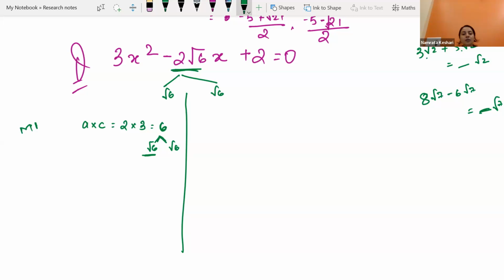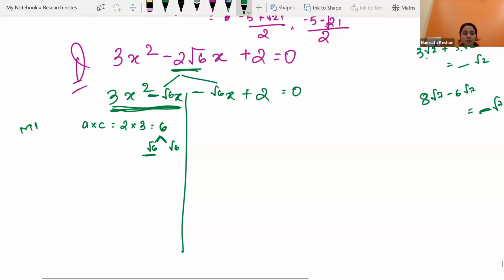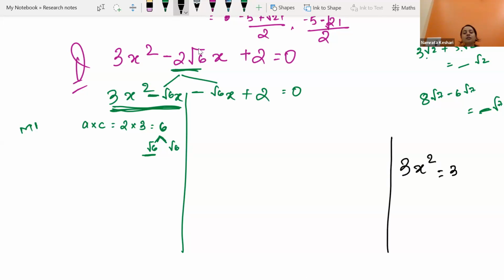Yes. So we want to create minus 2 root 6, so minus root 6 minus root 6, x must be there, and then 3x square, then plus 2 equals 0. Now the question is what to take as a common factor from these two terms, 3x square and root 6x. Let's factorize it. In our rough space, we are trying to factorize this 3x square, and we understand we can write this 3x square as 3 into x.